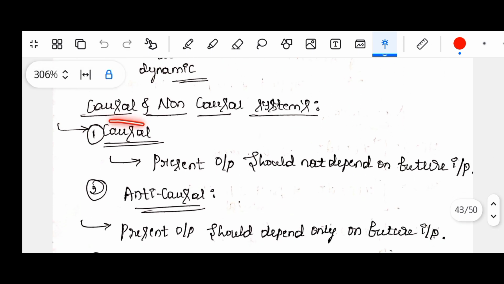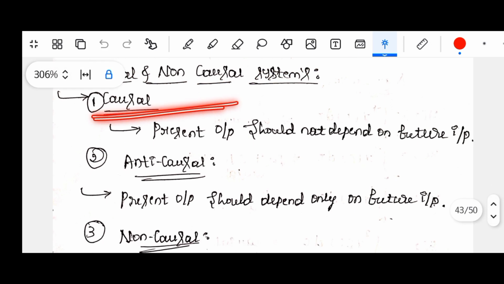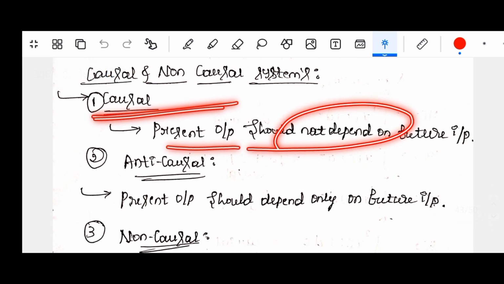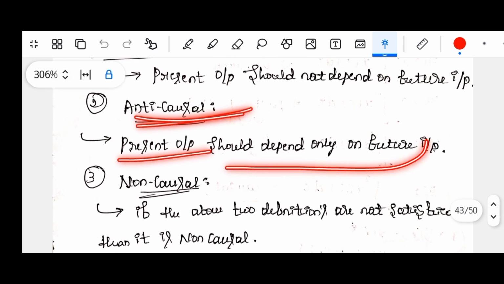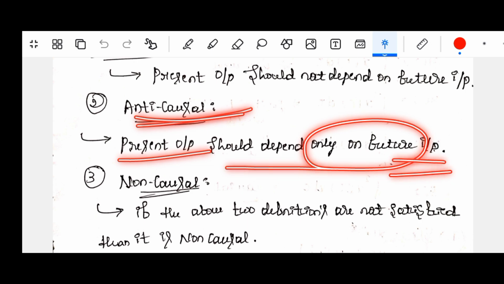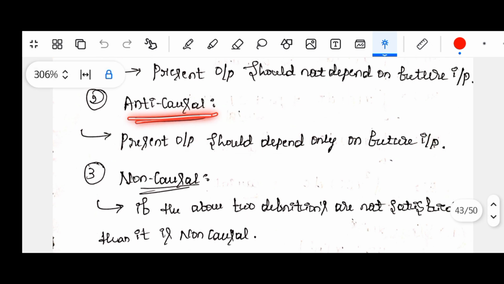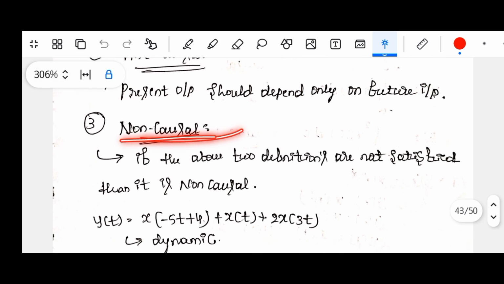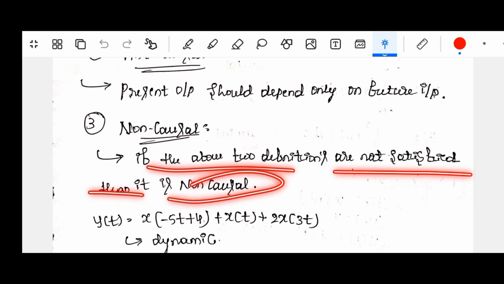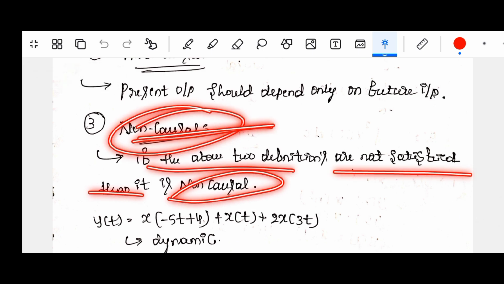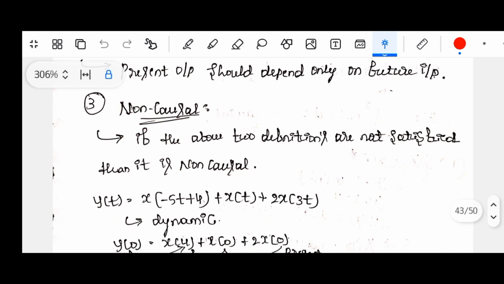Let's discuss causal and non-causal systems. What is a causal system? If the present output does not depend on the future input, it is called a causal system. Anti-causal system: if the present output depends on the future input, it is called an anti-causal system. Non-causal system: if neither of the two definitions is satisfied, then it is called a non-causal system.